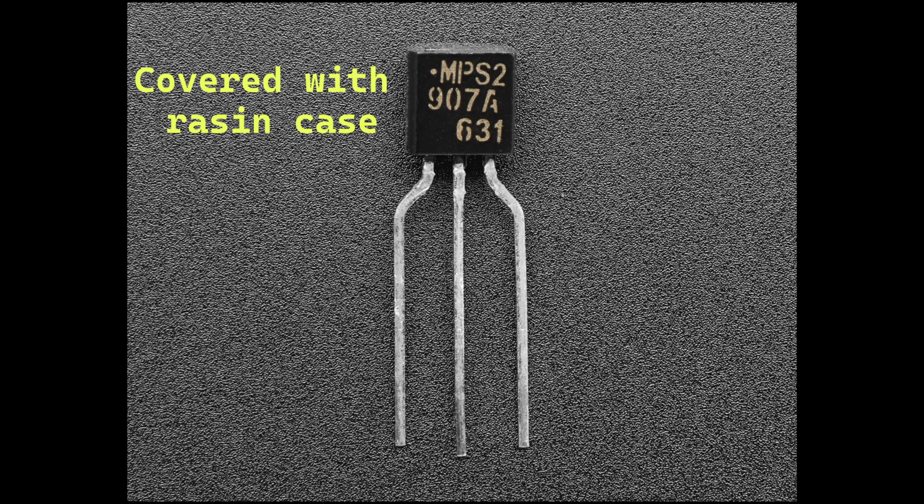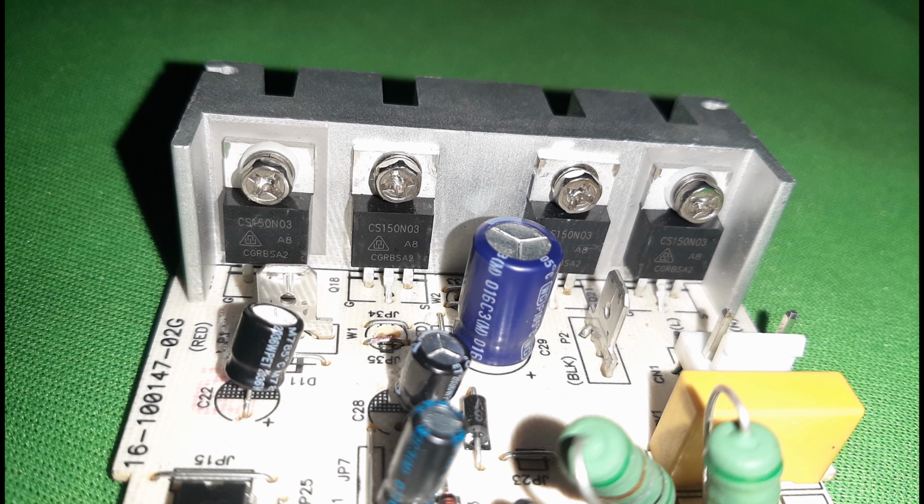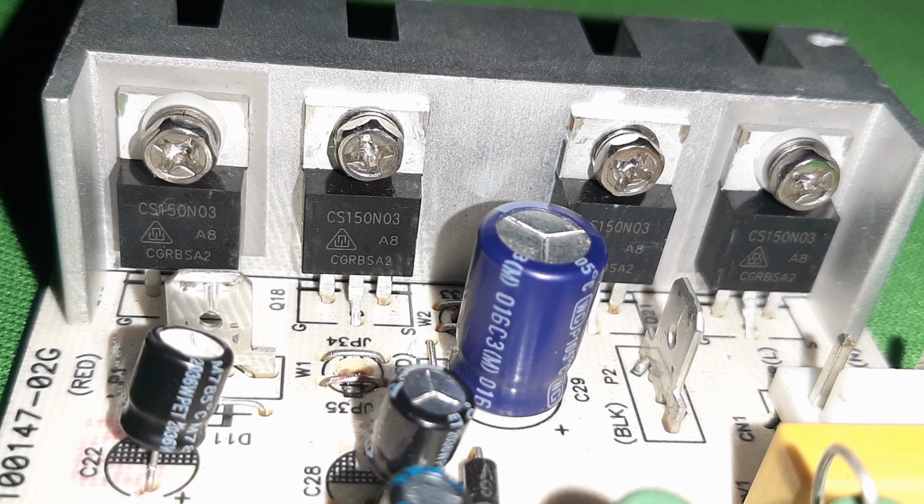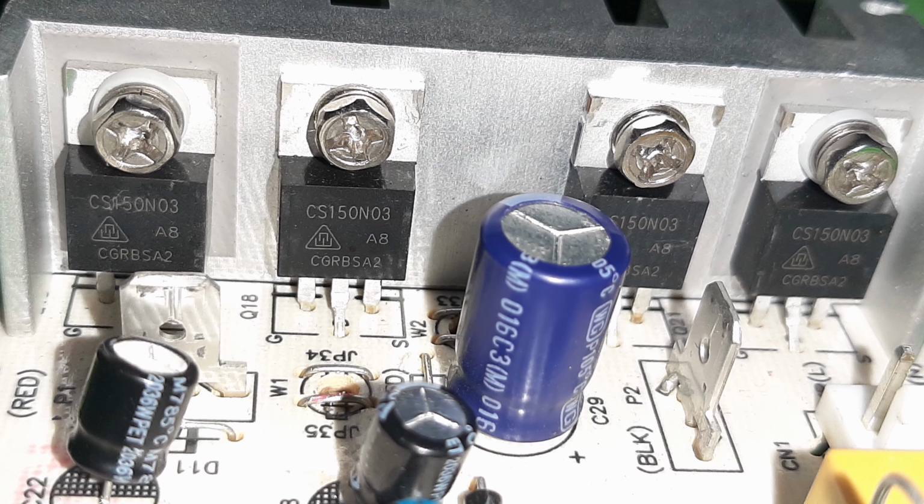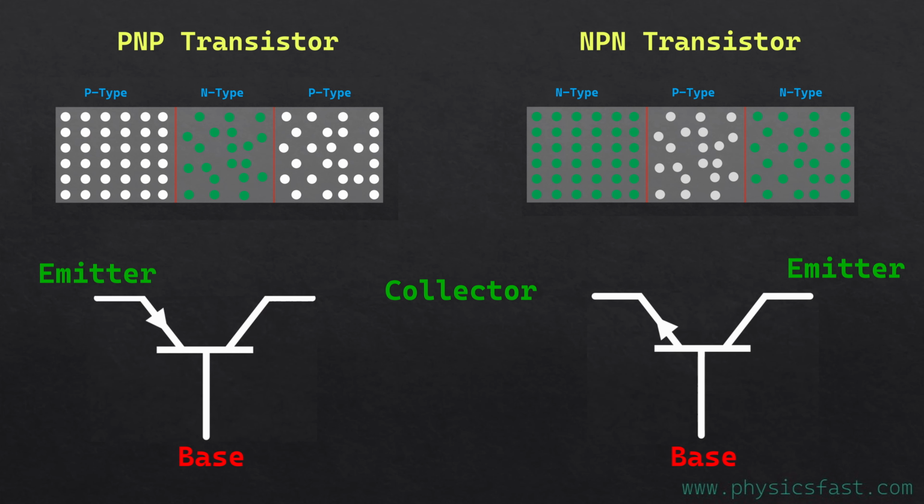Usually, small low power transistors are enclosed in a resin case to protect their internal parts. But high power transistors are covered with a resin case or metal case and attached to a heat sink, which helps to remove the unwanted heat. The symbols employed for PNP and NPN transistors are like this.